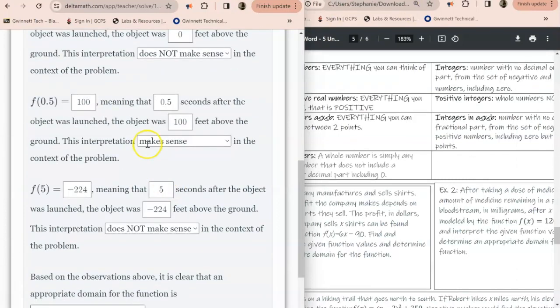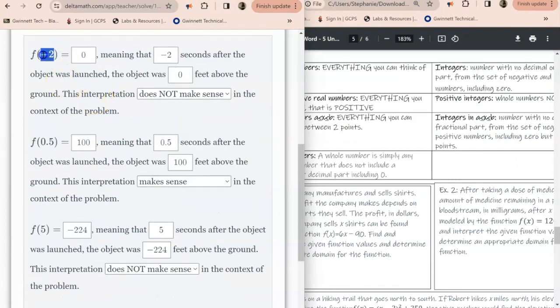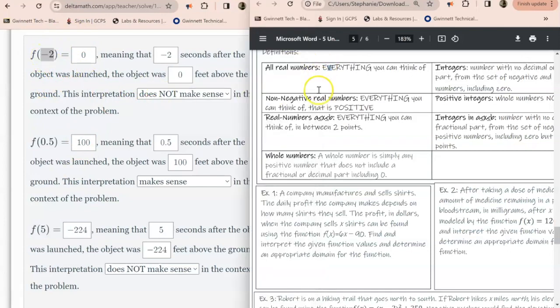So looking at what we have, because it's domain, I'm only looking at my x values. That means I'm only looking at these numbers right here, okay? I'm not looking at my y. If it was asking me about range, I would look at my y. But right now I'm looking at my x. Can I have negative 10, negative 2 as a time? No. So that means I cannot include negative numbers.